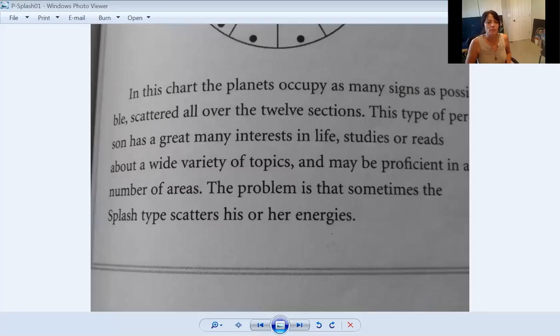All right, like you can probably imagine, it's going to be spread out, but in this chart, the planets occupy as many signs as possible, scattered all over many of the sections. Like we said, there could be maybe 10. This type of person has a great many interests in life, studies or reads about a wide variety of topics, may be proficient in a number of areas. The problem is that sometimes the splash type scatters his or her energies. This could be the jack of all trades, master of none.